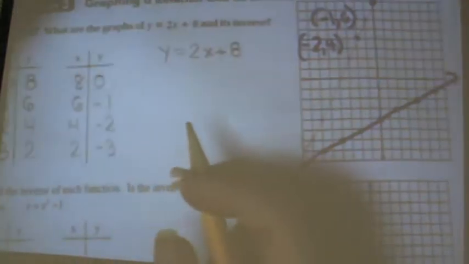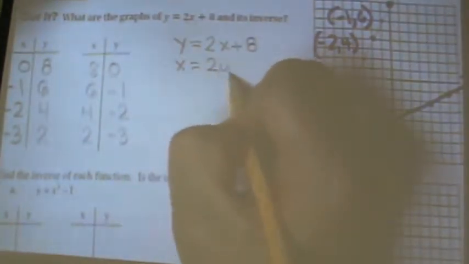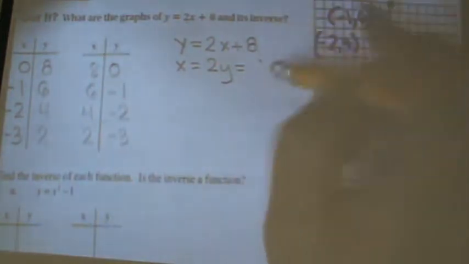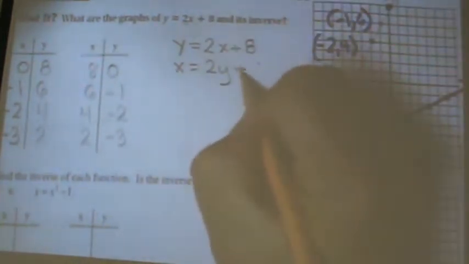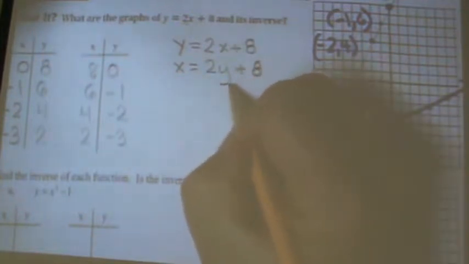Does anyone know? How do you take this equation and find the inverse equation of this? You're going to switch x and y around and then do what? x equals 2y plus 8, thank you. And then what? Minus 8. You're going to resolve this for y.